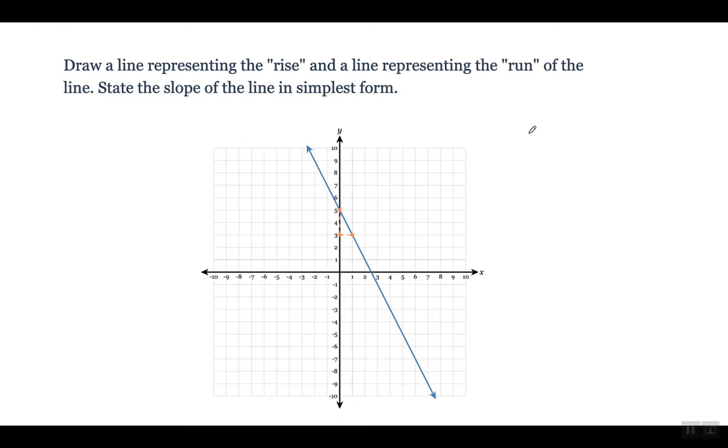All right, so first of all, to find the slope, you should remember from middle school, it's the rise over the run. That's the formula. The rise is the vertical distance, like this. Let me write that. And the run is the horizontal distance, like that.